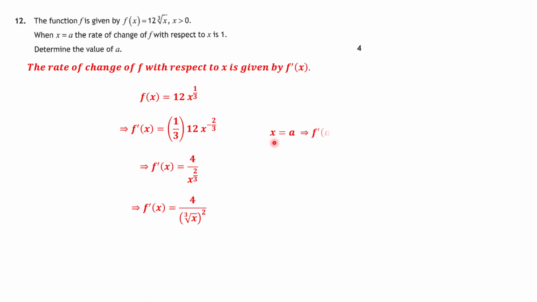Now, when x is a, we know that f dashed of a equals 1. So we're going to say f dashed of a becomes 4 over the cube root of a, all squared, equals 1. We've got a fraction that equals 1, the numerator is 4, so the denominator must also be 4. So we can say that the cube root of a, all squared, equals 4. We don't want a square term, we just want a single thing, so we take the square root of both sides. So we get the cube root of a equals 2, and then to get a, we do the opposite of cube root, which is the cube. We cube both sides, so we get a equals 2 to the power 3, which is 8.